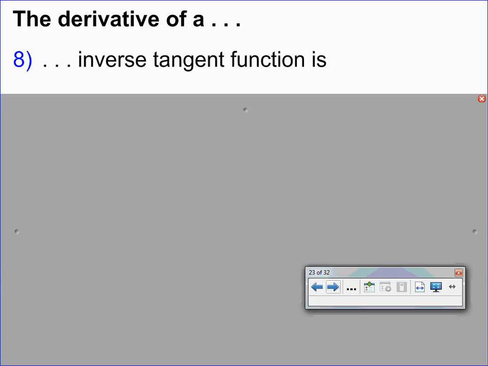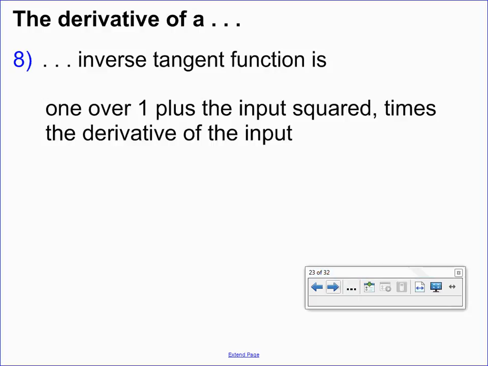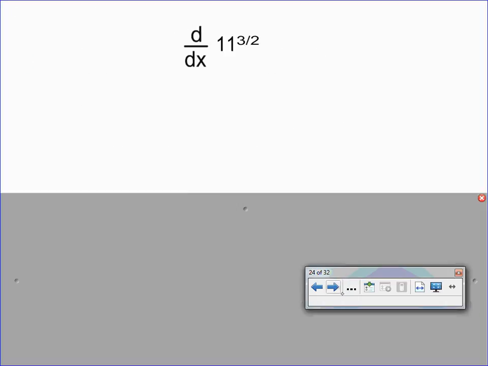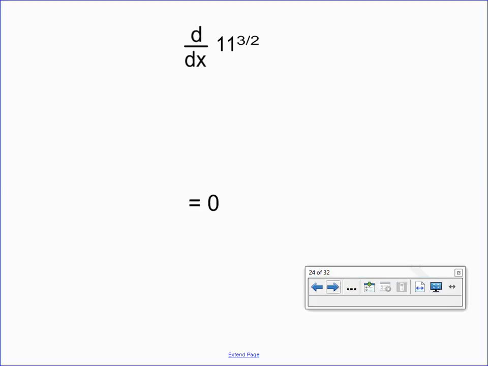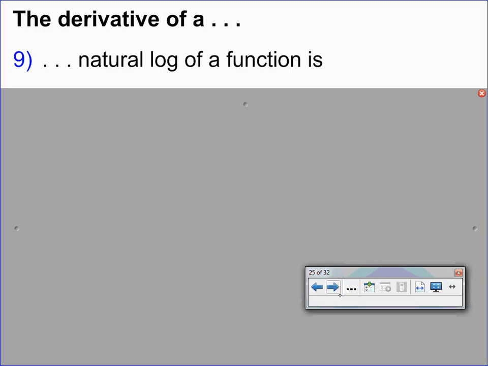number 2. 1 over 1 plus the input squared times the derivative of the input. Nice job. Plus 10. Number 12. 0. You're correct. Plus 10. Derivative of natural log of a function.